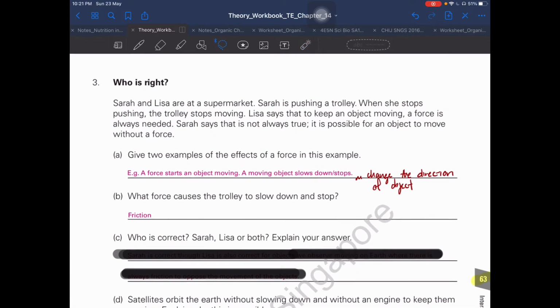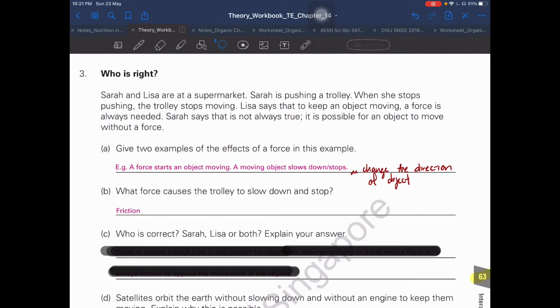Now in page 63, the first question, question 3, who is right? In this question, there's a context of Sarah and Lisa being at a supermarket, pushing a trolley. There were some statements made by each of them. In part A, we're supposed to think about what are some of the effects of force shown in this question. One of the most obvious effects is that force is needed to start an object to move. Secondly, force can slow down an object.